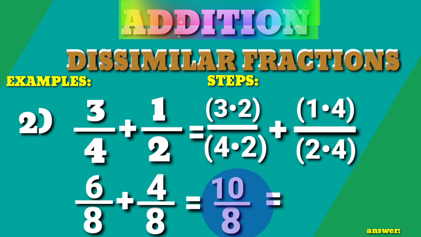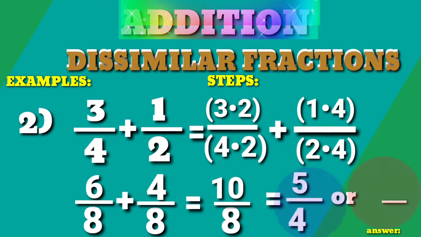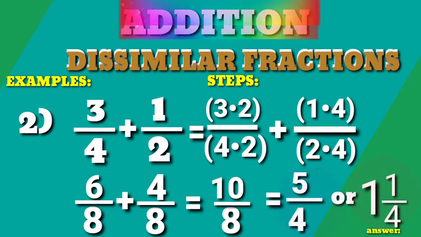Reduce to the lowest term by dividing by 2. 10 divided by 2 is 5, 8 divided by 2 is 4. Therefore, our final answer is 5/4 or 1 1/4.